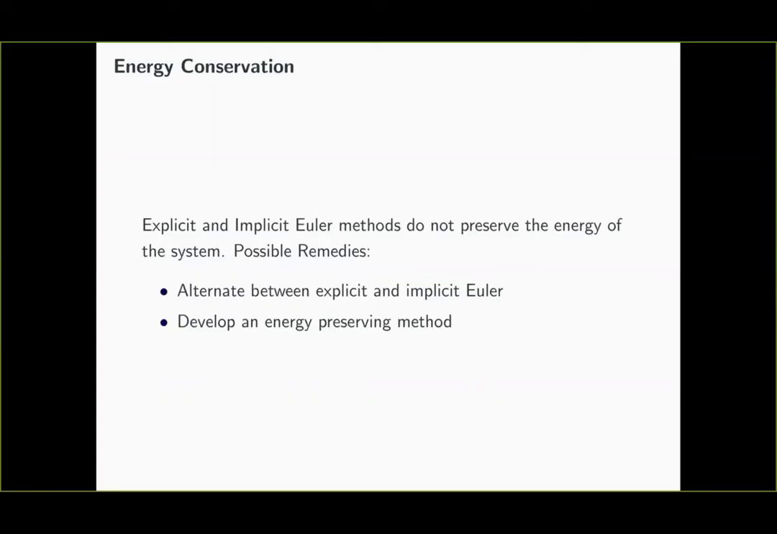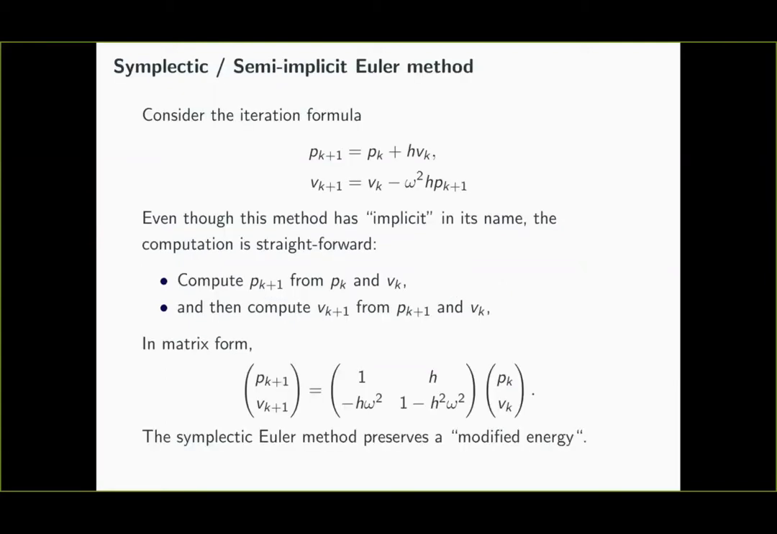An alternative, however, is to develop an energy-preserving method. The symplectic Euler method, also known as semi-implicit Euler method, is a numerical method that is very similar to the Euler method, but which provides an energy conservation feature. So in the case of the harmonic oscillator, these two formulas look as follows.